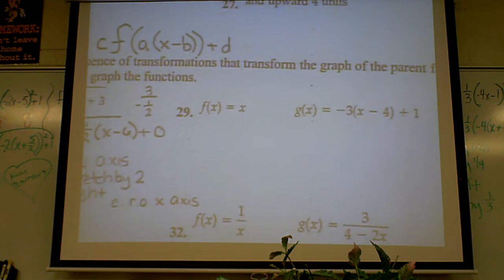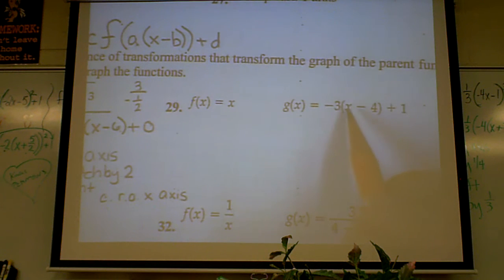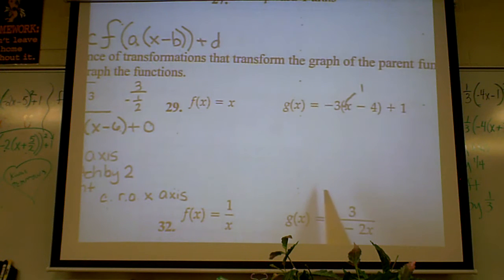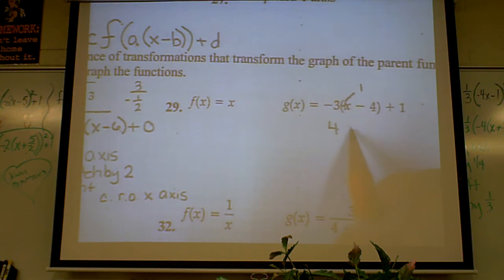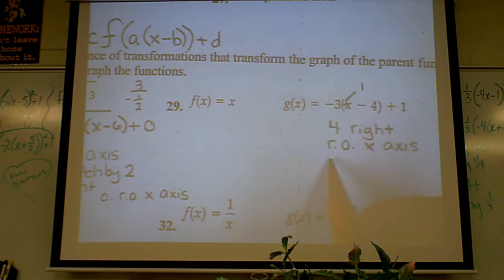Now for this one, 29, you don't have to pull out, see that the A value right here is 1. So there's nothing you have to pull out. So there is no horizontal stretch or compression. You would move right on to 4 units right. Then you go to this thing. This is the reflection over the x-axis. This one you don't flip. It's a vertical stretch by 3, and D is 1 up.